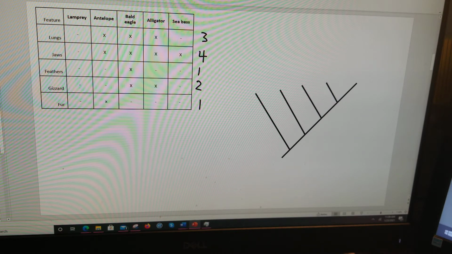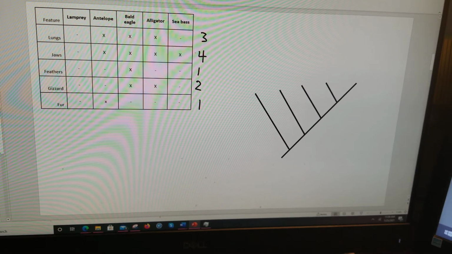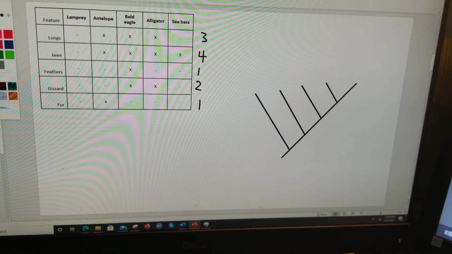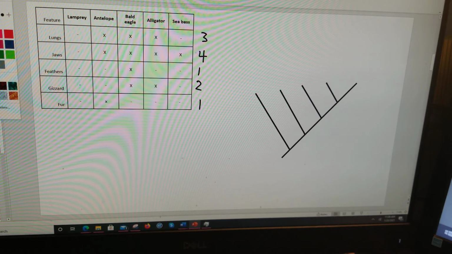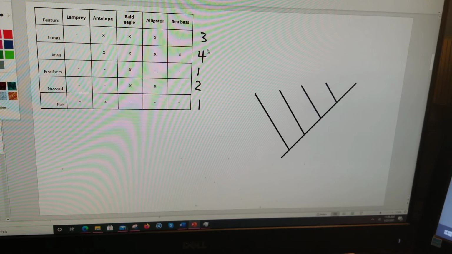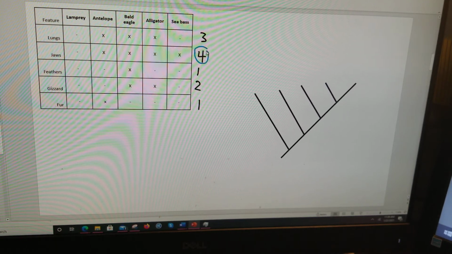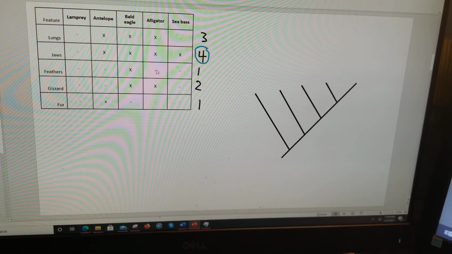When you begin with your creation of your phylogenetic tree, you are going to begin with the organism, not the organism, sorry, but the features that have the most organisms having that derived characteristic or that derived feature. So in this case here, our largest number is 4. So it means that jaws will be first on our line.